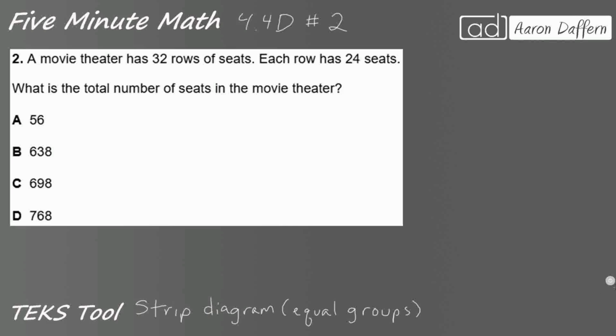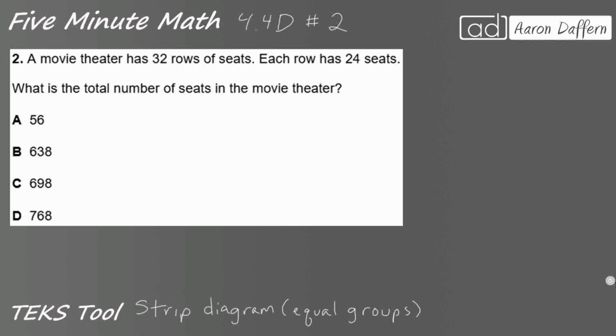Today we are looking at the TEKS tool strip diagram, working with equal groups with a problem related to TEKS 4.4D. We will solve it in 5 minutes or less. If you haven't done so already, please go ahead and take a moment to pause the video, work this problem out on your own, unpause it, and we will look at our answers together.